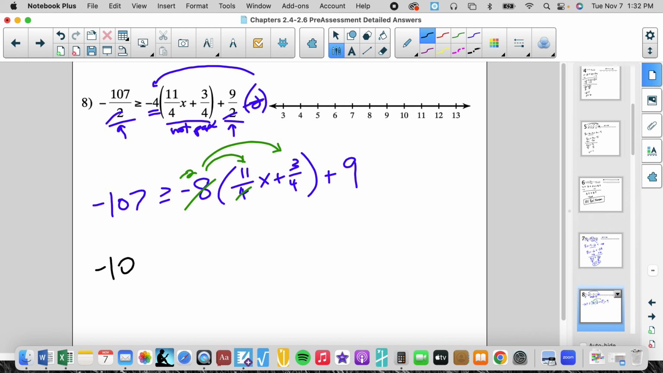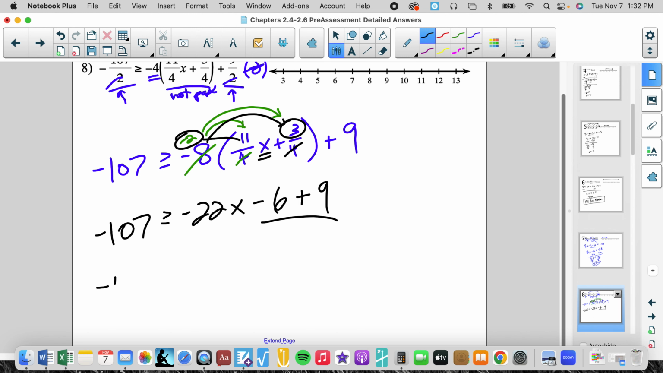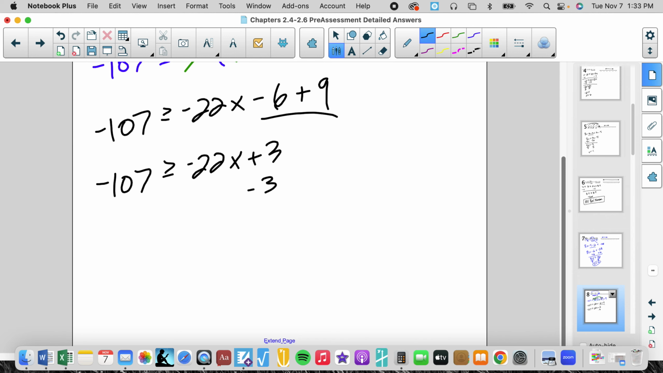So we get negative 107 is greater than or equal to 2 times 11 is negative 22x. Don't forget the x. And then we're going to multiply negative 8 times this, which again gives us negative 2 and 3, which is negative 6. After we distribute, Chewbacca's gone, and don't forget that 9 over there. We can simplify those. Negative 107 is greater than or equal to negative 22x plus 3. Let's subtract 3. Negative 110 is greater than or equal to negative 22x.